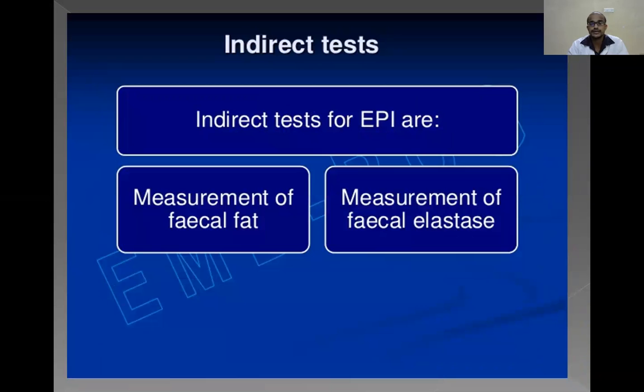Coming to indirect test, measurement of fecal fat and measurement of fecal elastase. This helps in the estimation. It's an indirect test for exocrine pancreatic insufficiency.